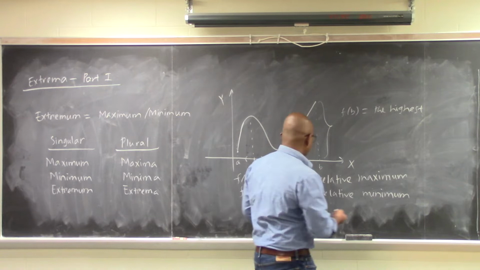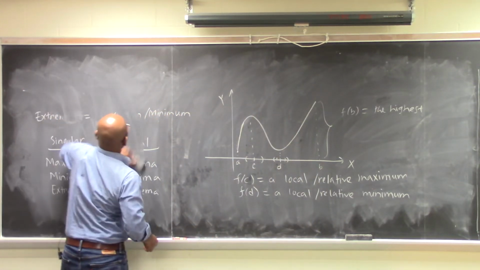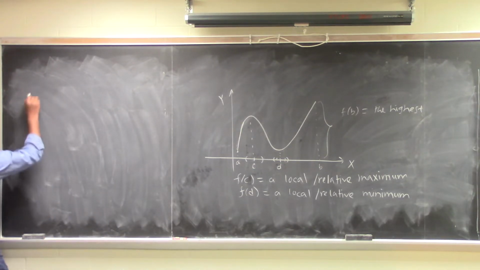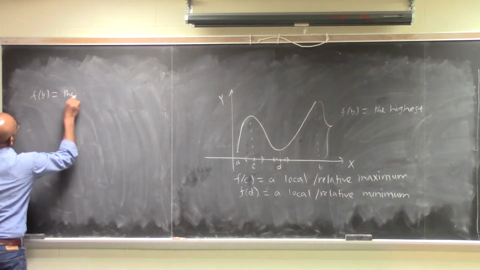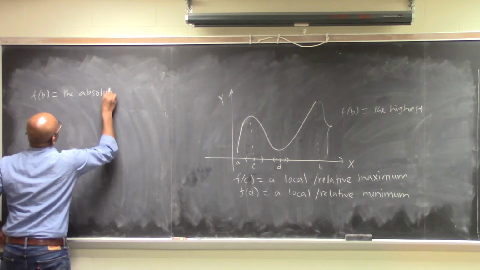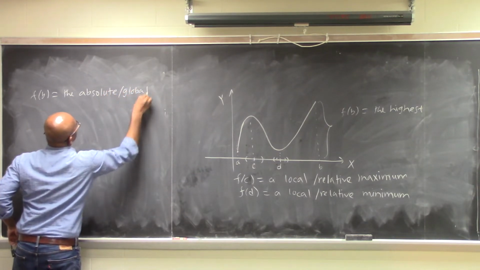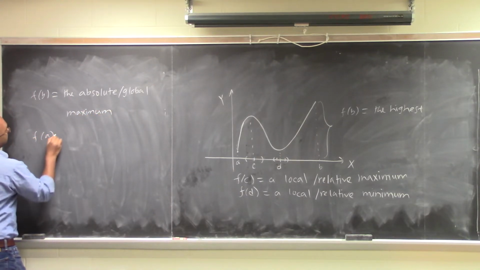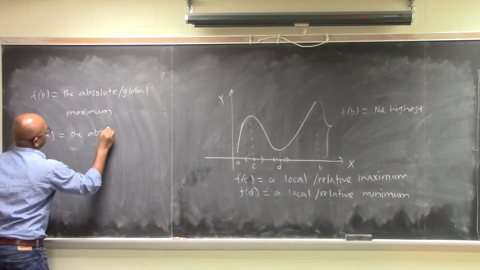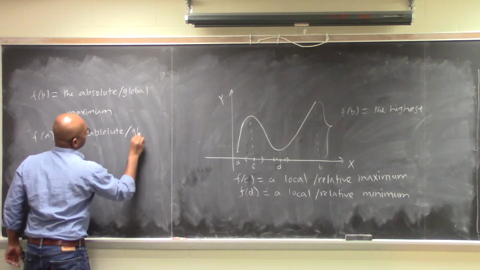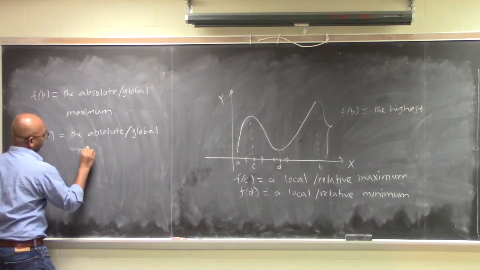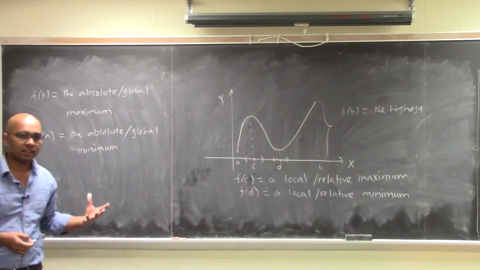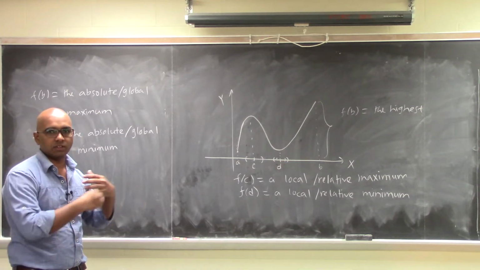Okay, so let me just list these things. f of b, this is the absolute or global maximum, and f of a, that is the absolute or global minimum of my function. So that's the idea. We are just going to play around with this idea all through this lecture.